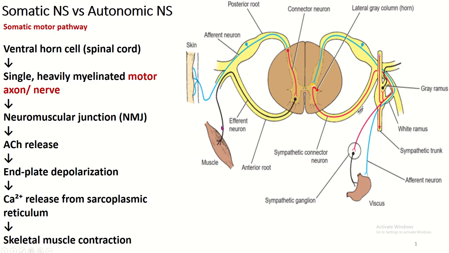The terminal portion of the axon forms the neuromuscular junction. When the stimulus reaches the skeletal muscle, the sarcoplasmic reticulum releases calcium ions, which cause muscular contraction.